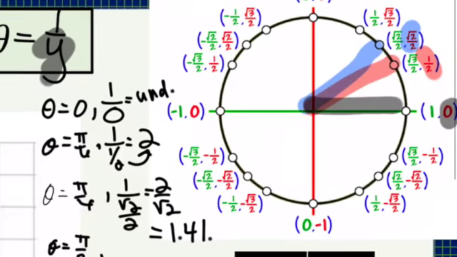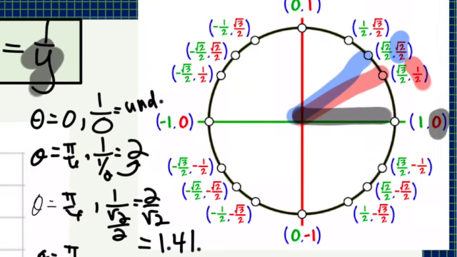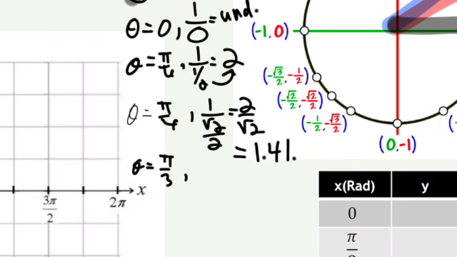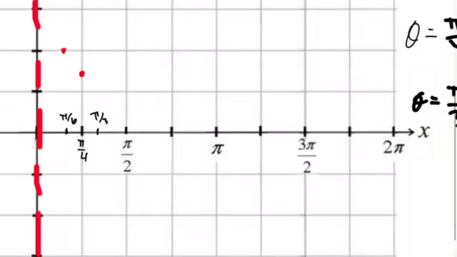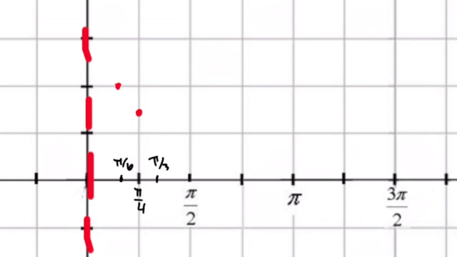Looking at pi over 3 as my next one, we're going to flip the next y value, which is radical 3 over 2. So I'm just going to flip that guy. We get 2 over radical 3, which is equal to 1.15. I'm just going to round it there, 1.15. So at pi over 3, we've got 1 and a little bit more, 1.15. So you can tell it's a little bit above just 1. All right, I think that's pretty good.